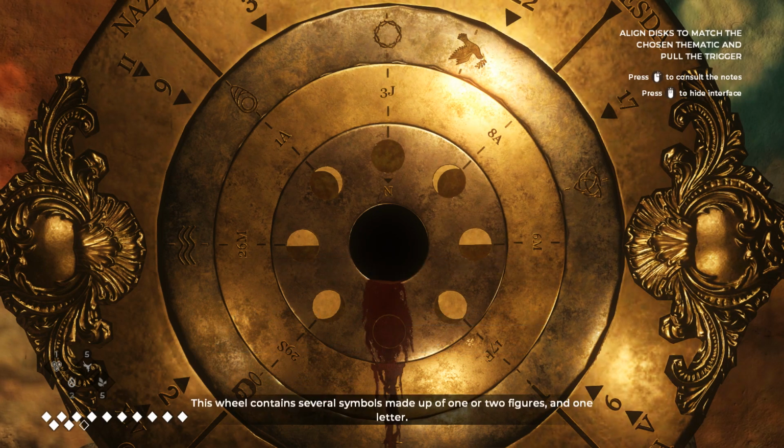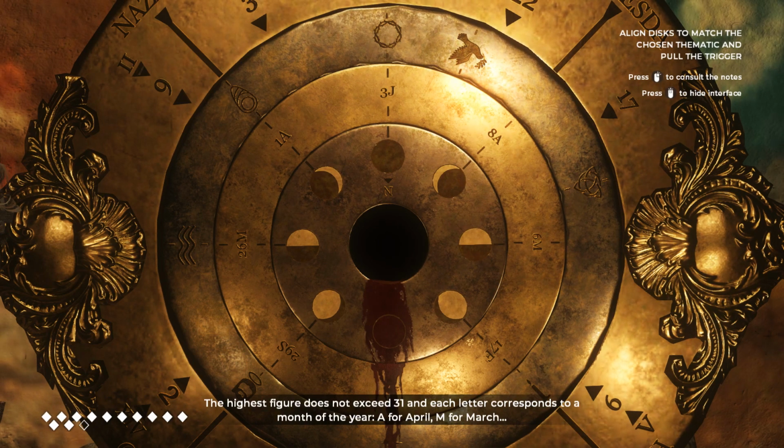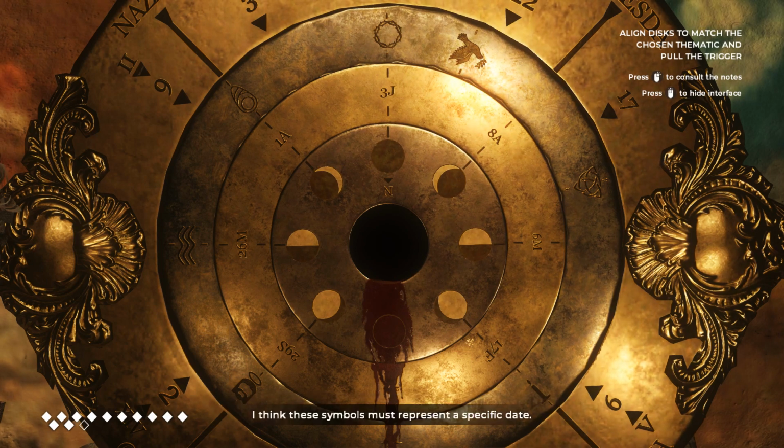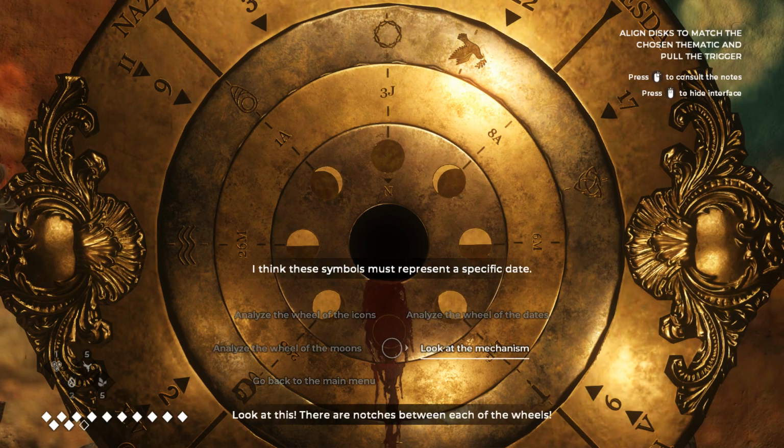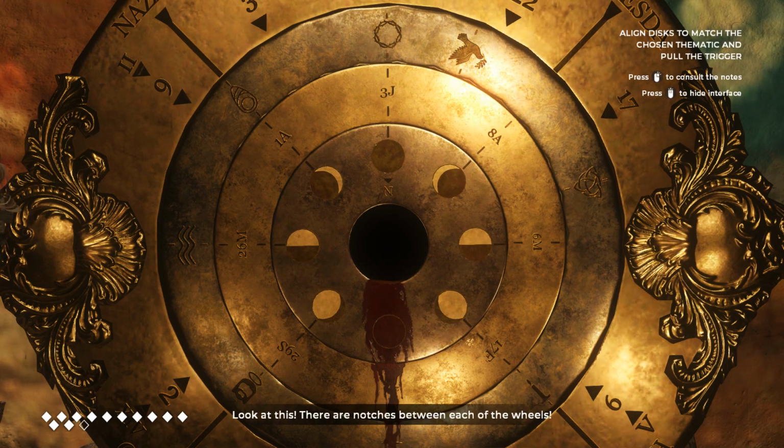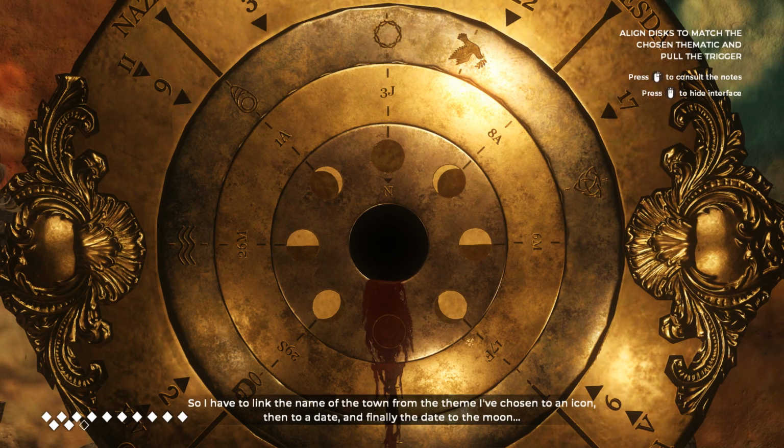This wheel contains several symbols made up of one or two figures and one letter. The highest figure does not exceed 31, and each letter corresponds to a month of the year. A for April, and M for March. I think these symbols must represent a specific date. Look at this. They're notches between each of the wheels. So, I have to link the name of the town from the theme I've chosen to an icon, then to a date, and finally, the date to the moon.